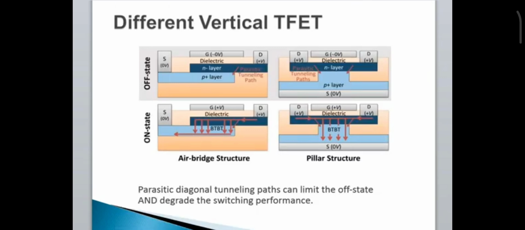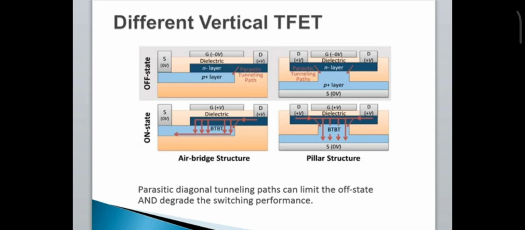There are two variations of vertical TFET: the first one is the air bridge structure and the second one is the pillar structure. The structures are almost the same, but there is some difference in the fabrication process. You can see both the structures in the off state as well as the on state.